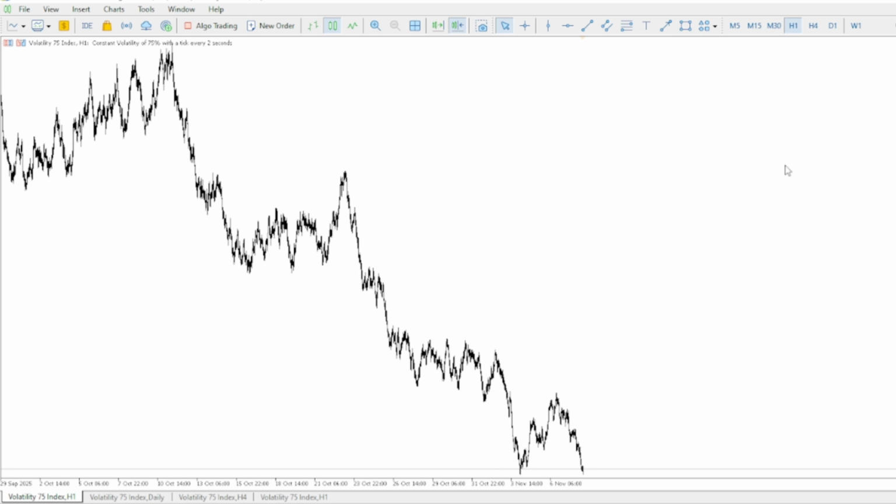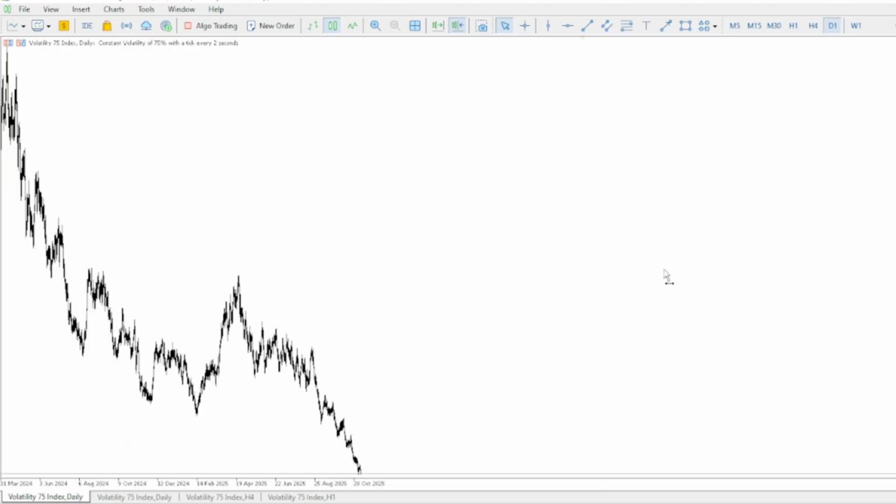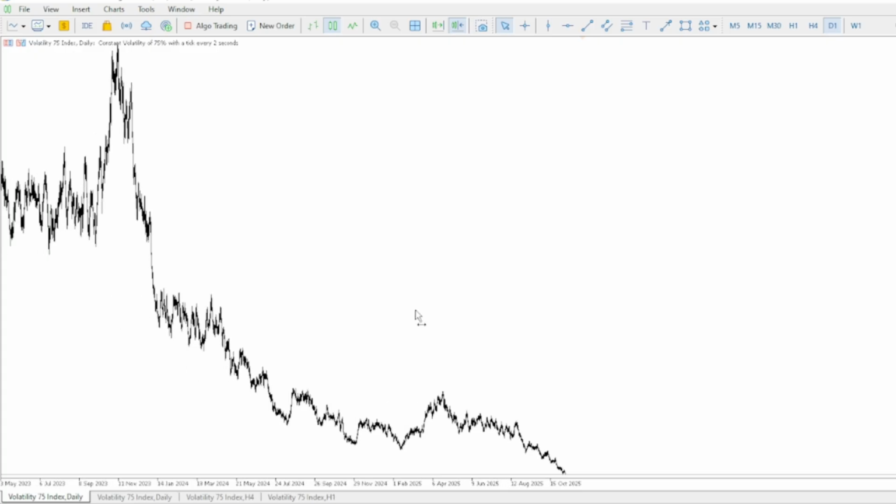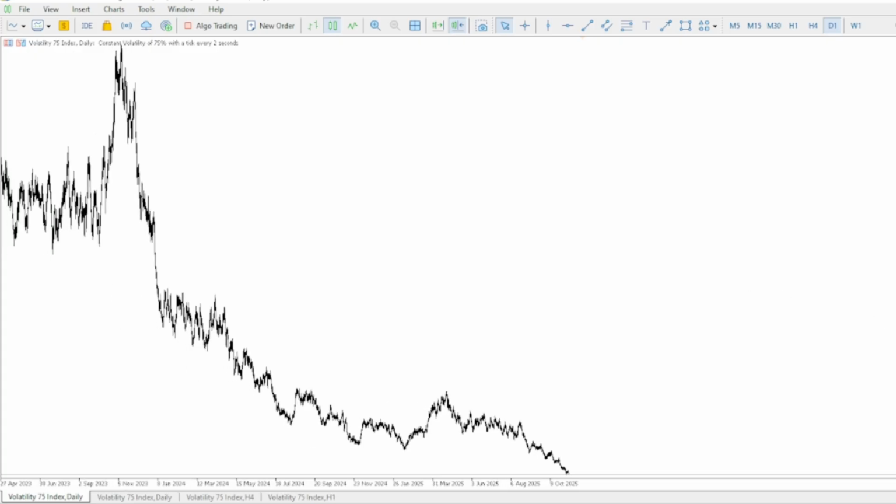Now let's look at the D1. This is a big picture of where the market is in the D1 right now. So if you could see now, the market has been in a long downtrend right here. Even from the start of this year, this is January 2025 here. So this is where the market starts from this year.